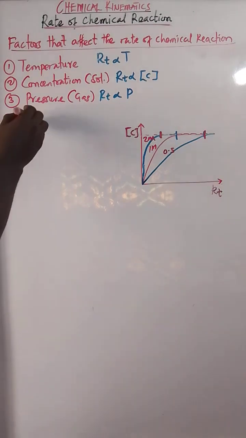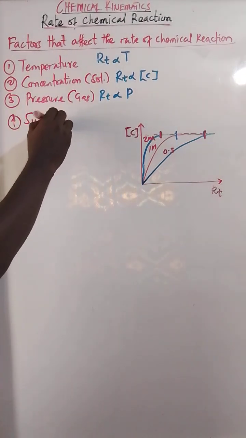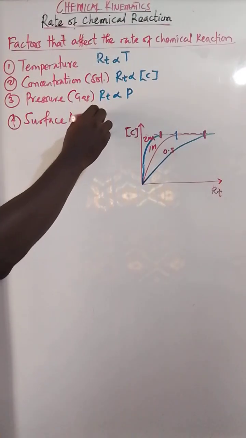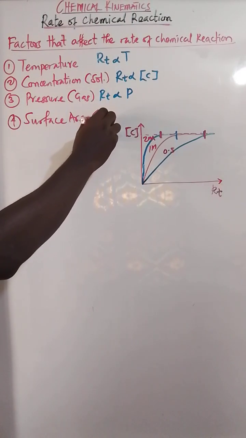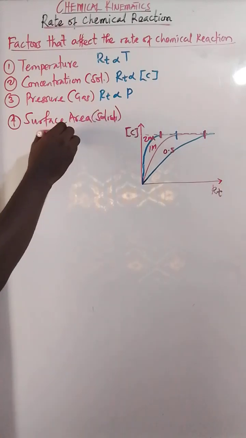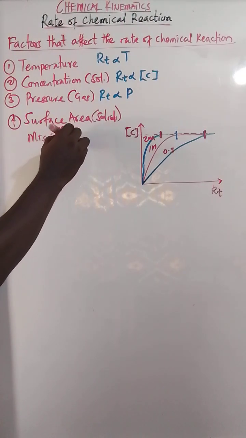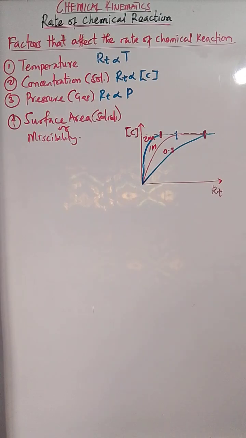The next one is surface area. We use surface area to describe solids. But for liquids, we use what we call miscibility. So, what is area?